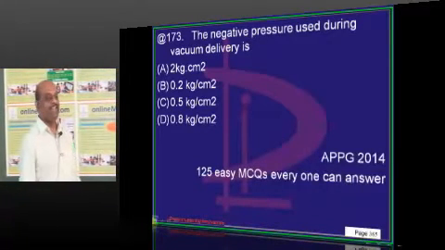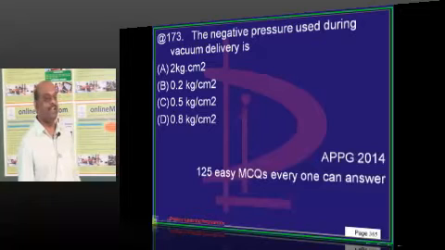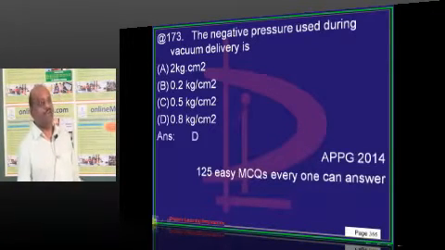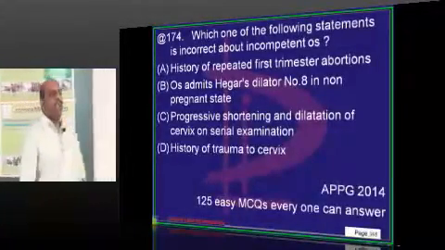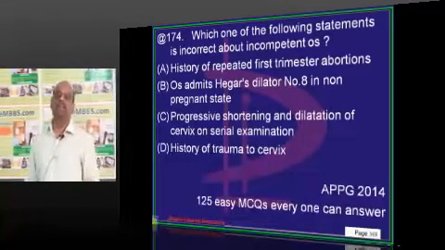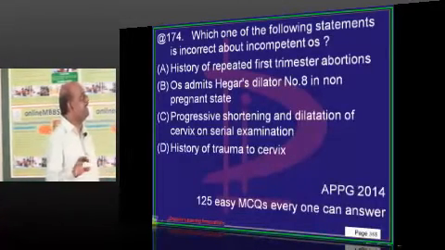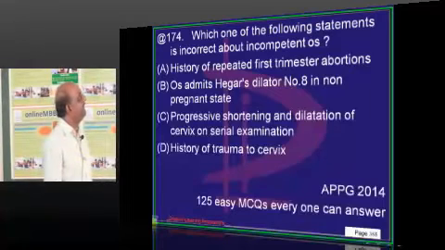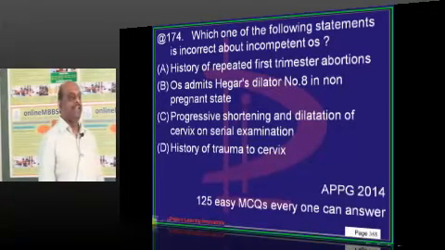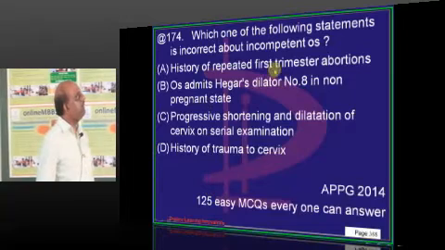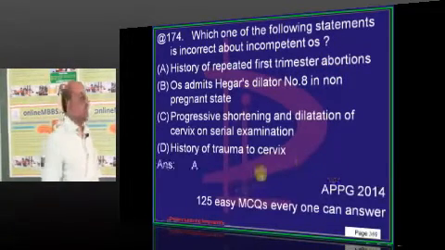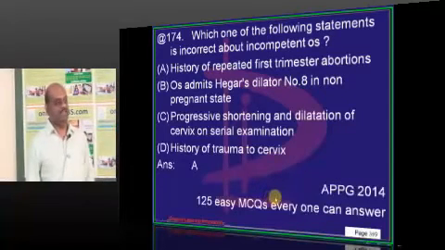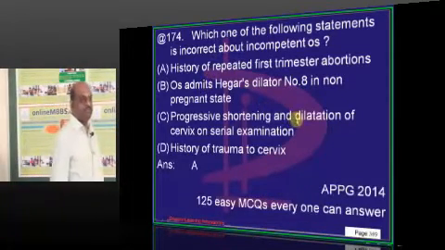Vacuum delivery, did anyone answer 0.2 or 0.8? The answer the examiner gave us was a point. That's correct, 0.6 to 0.8 actually. So that makes it 0.8. Incompetent os. Beautiful question the examiner has asked. Not repeated first trimester abortions. Easy question, because it is mid trimester abortions that need to be remembered.